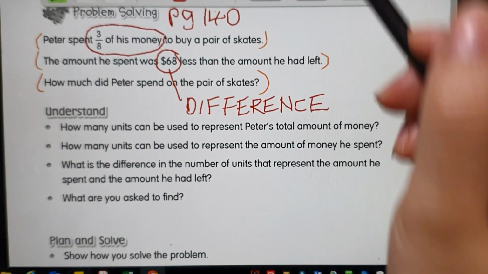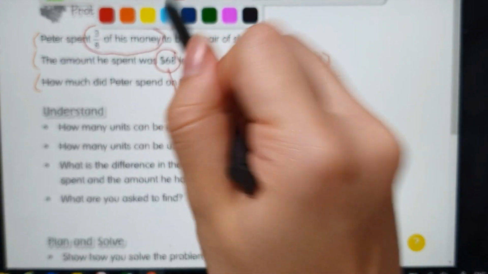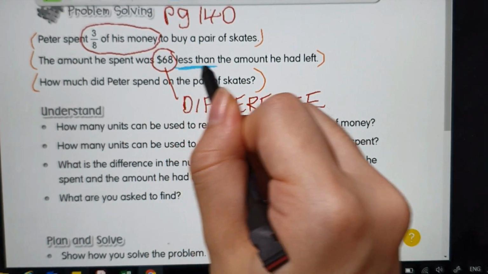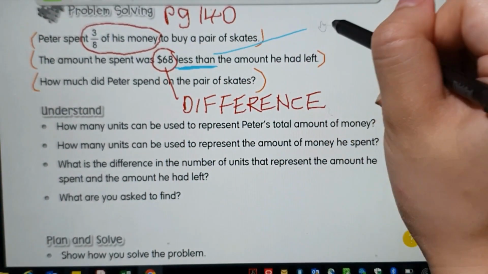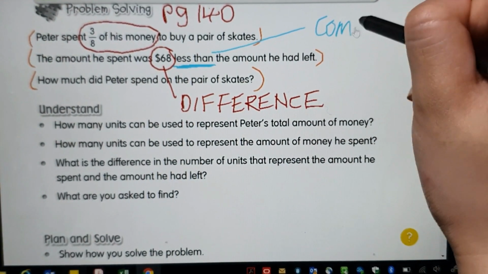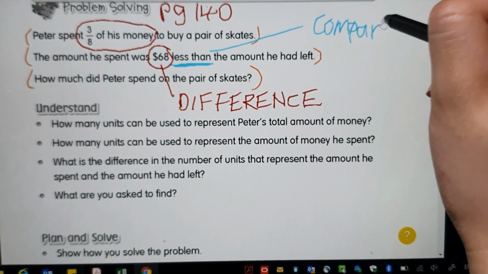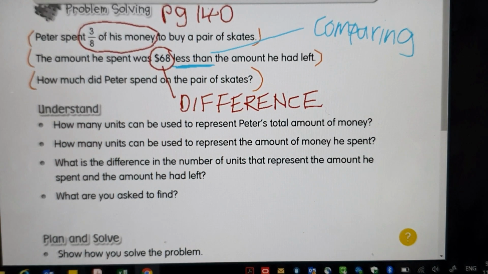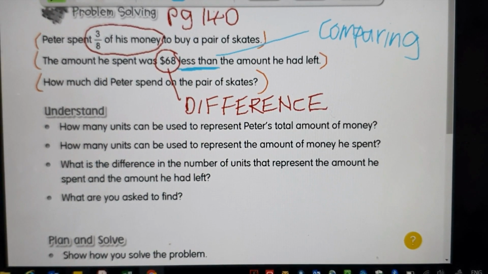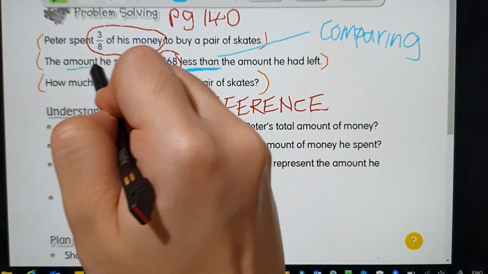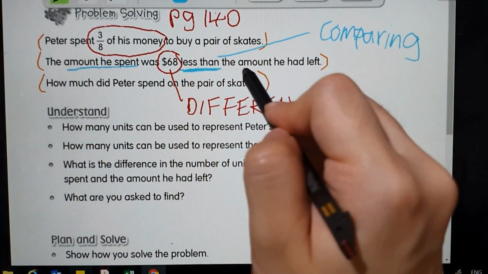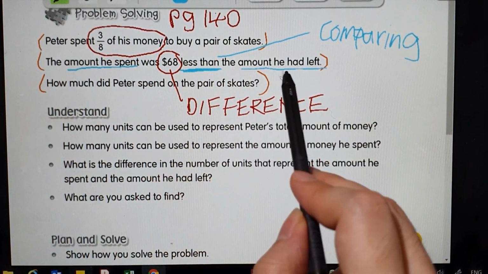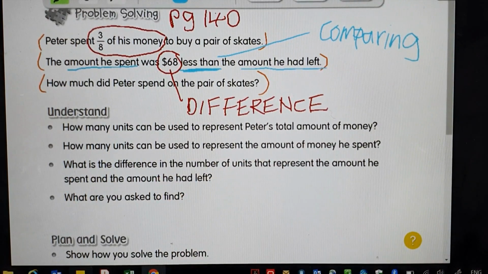Okay, you should be able to tell me that "less than" here actually indicates that you are comparing. And in this case, what are you comparing between? You are comparing between the amount that he spent and the amount that he had left. So the difference between what he spent and what he had left is actually 68.